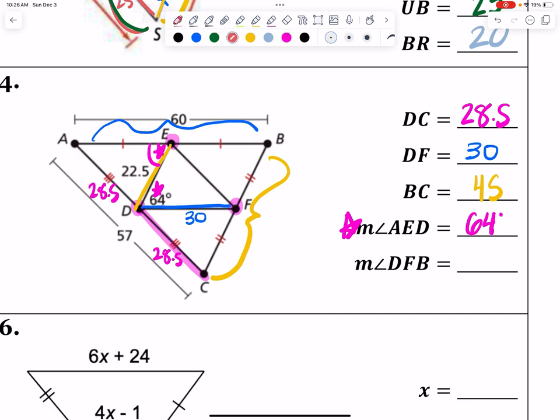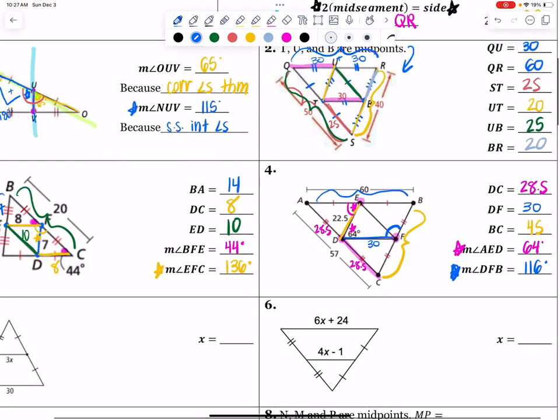And then last one, it wants us to find the measure of angle DFB. DFB goes from here to here to here. So DFB is going to be that full amount. It is going to be supplementary to the 64 degree angle, which is going to be 116 degrees. That is the obtuse angle. Those are not the same size. When they're different sizes like that around parallel lines, they're going to be supplementary. When they're the same size, they're going to be congruent to each other.